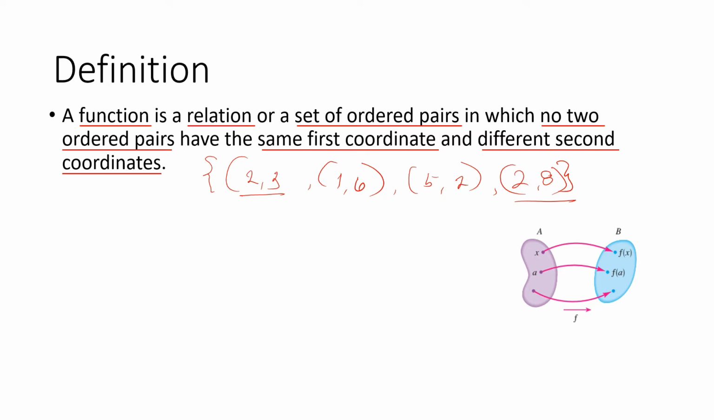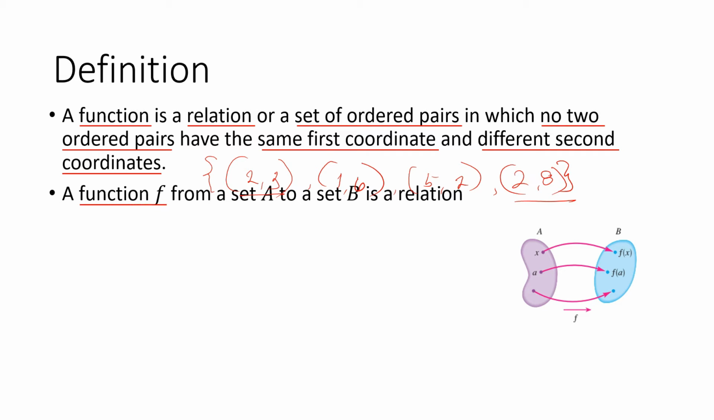As you can see in this diagram, we have two sets, set A and set B. Set A has the elements x, a, and this point. Every element in set A is what we call the domain, and set B is what we call the range. Every element in set A has only one corresponding element in set B. Take for example point x. The corresponding element in set B is denoted by f of x, and a has a corresponding element in set B, which is f of a, and this point has only one corresponding element in set B.